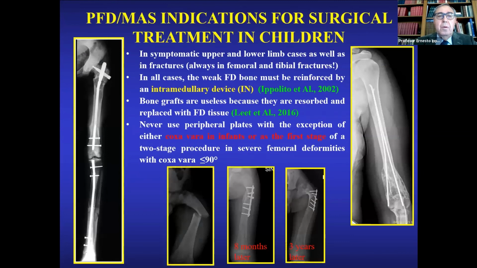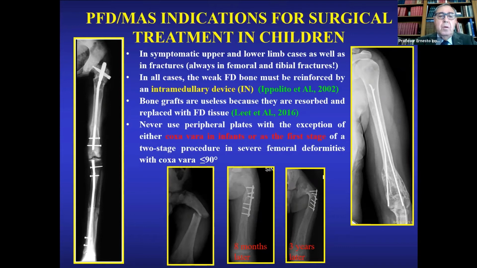And these are our indications for surgical treatment of PFD in McCune-Albright syndrome: in symptomatic upper and lower limb cases, as well as in fractures. In all cases, the weak FD bone must be reinforced by an intramedullary device. Bone grafts are useless because they are resorbed and replaced with FD tissue.